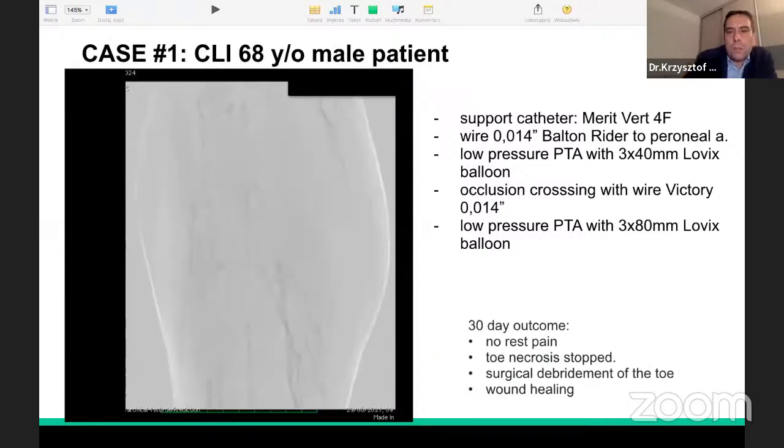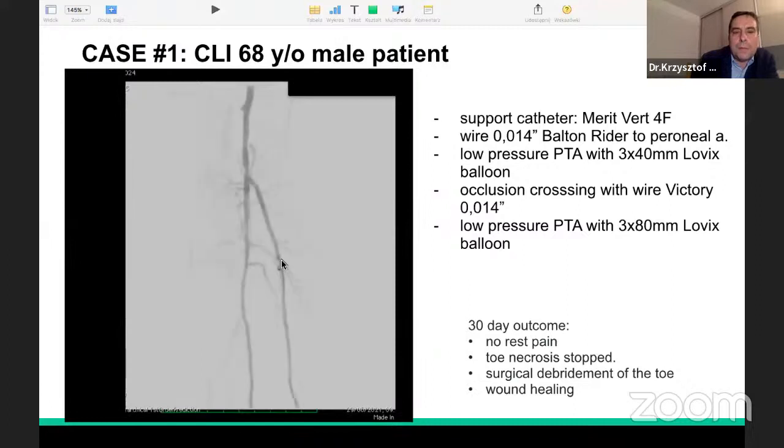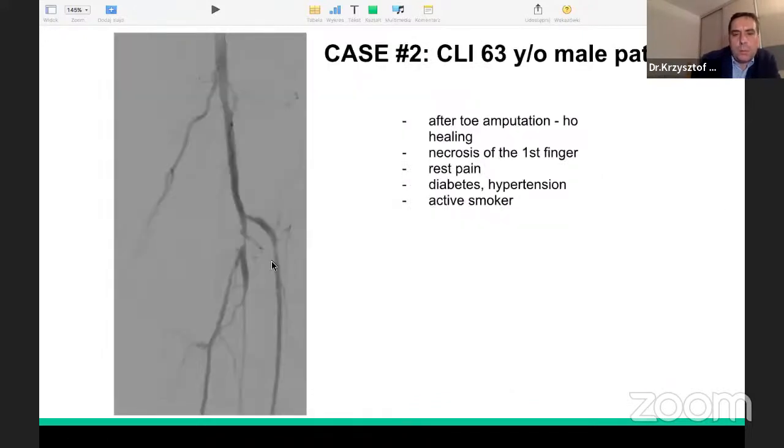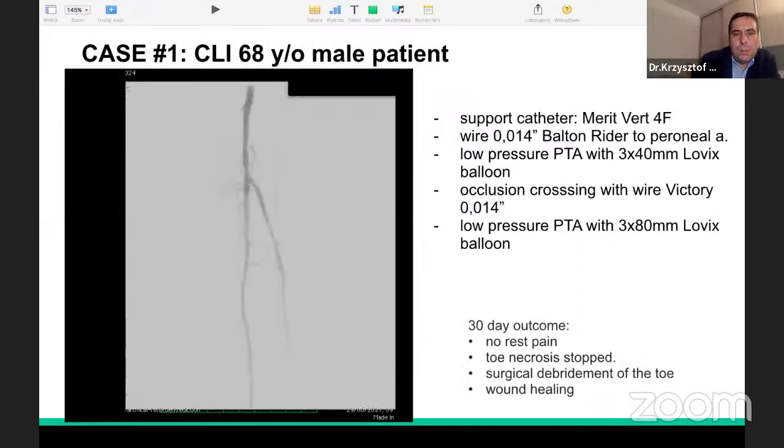So we used Merit as a support catheter, 0014 wire, and we made a low pressure balloon angioplasty. Then we passed the occlusion of the PTA, posterior tibial artery, with the Victory 0014, and then some remodeling, and well, the outcome was good. This is the final angio.